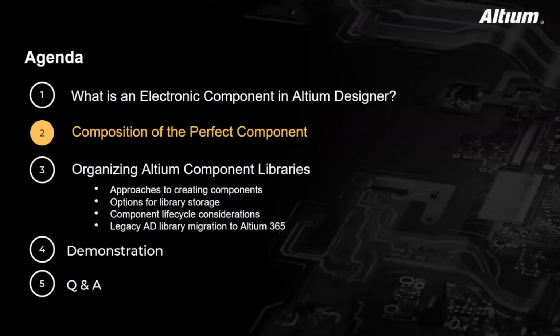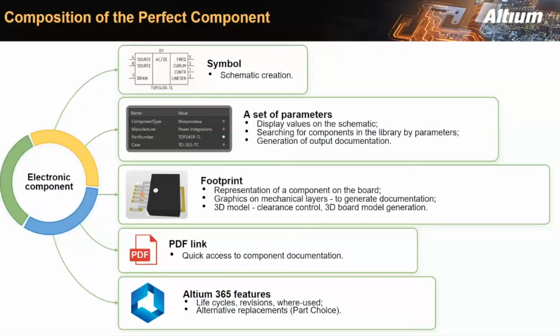Also, a component can be linked to a variety of part choices available from a variety of part vendors. And next, we are going to discuss the composition of the perfect component. The component composition depends on the requirements of a particular component, but most often it contains the following set: a schematic symbol representation used in creating schematics and connections between components, and a set of parameters which may be different for different types of components. Parameters can be used to display values on the schematic and to search for components in the library. Also, they can be used to generate lists such as a bill of materials.